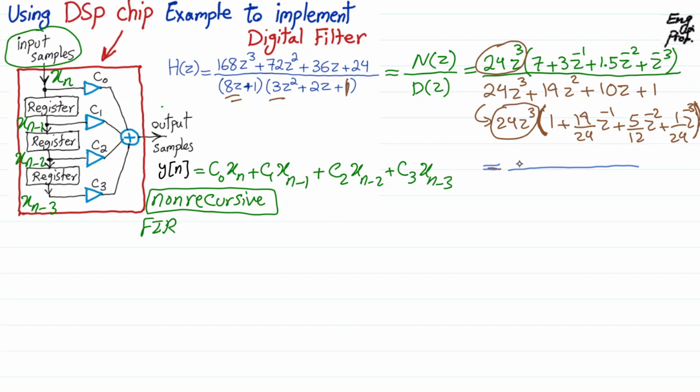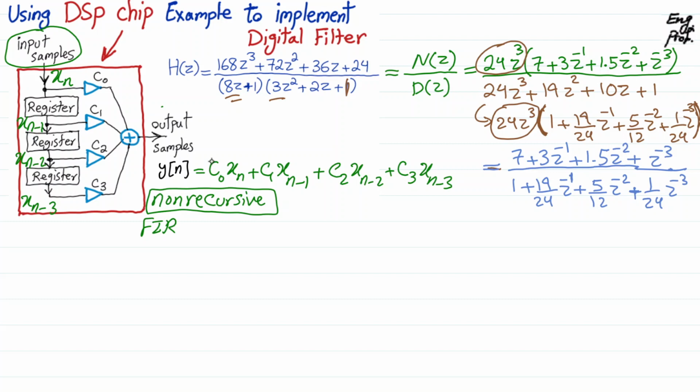So nicely in numerator I have just 7 plus 3z minus 1 plus 1.5 z minus 2 plus z minus 3. And in denominator I just have 1 plus 19 over 24 z minus 1 plus 5 over 12 z minus 2, and then 1 over 24 z minus 3. Okay, so what is the benefit of this? Z minus 1 in digital design correspond to delay.